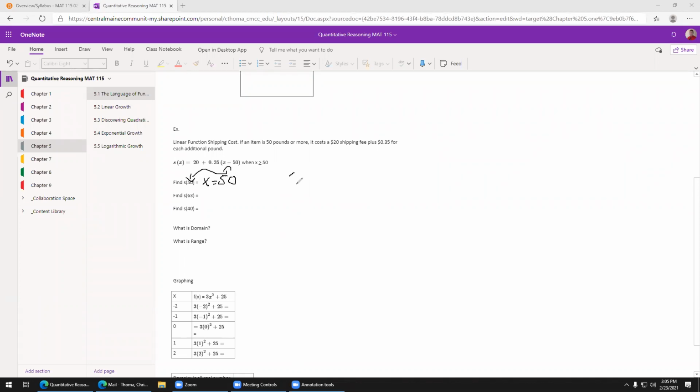So now I just solve this thing. 20 plus 0.35. I don't know why I put the parentheses there. Let me fix that. Parentheses. Put in 50 for X. And now I do 50 minus 50. I pick 50 on purpose here; you'll see in a minute. Now I just solve this. Well, 50 minus 50 is 0. 0 times 0.35 is still 0. So this whole thing just equals 20. I put 50 in, I get 20 out.